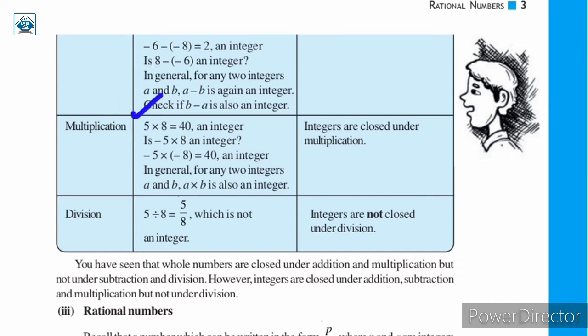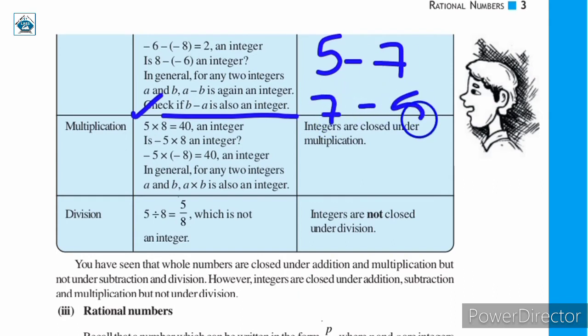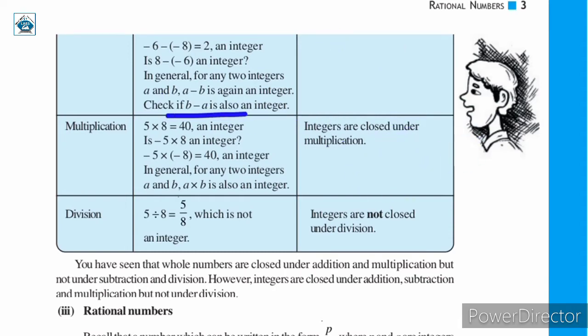Here we are told to check if b minus a is also an integer. So here 5 minus 7, we get the answer minus 2. What if 7 minus 5? 7 minus 5 is equal to 2 and that is once again an integer. So b minus a is also an integer.